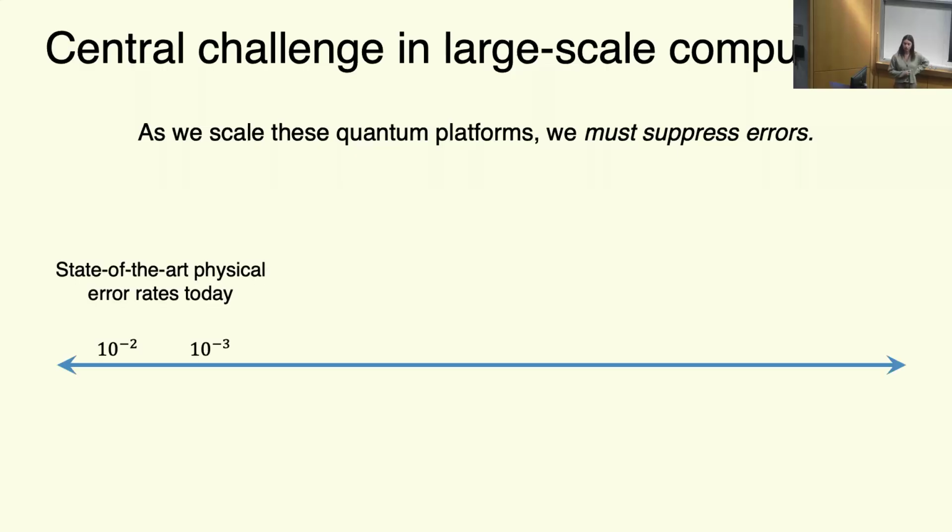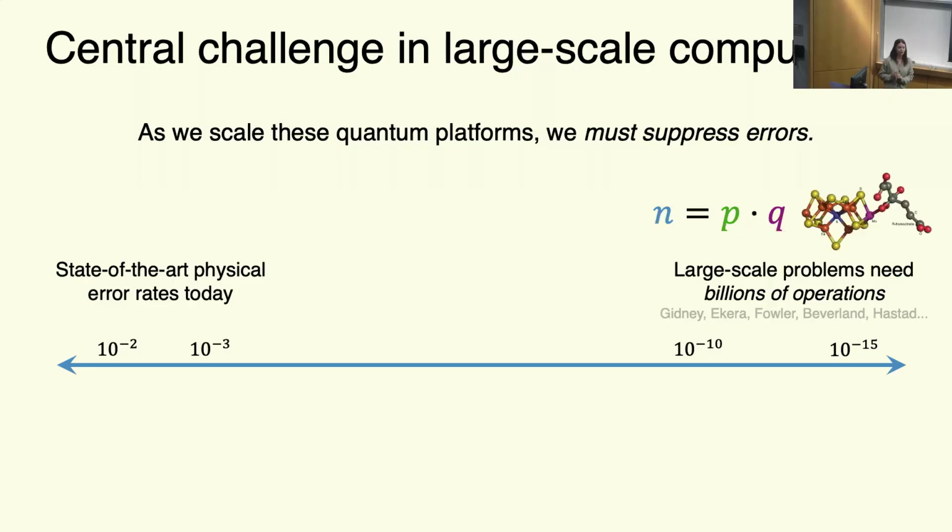It's really been kind of a major engineering feat that devices today have error rates per operation that are around 10^-2 or 10^-3. And it's quite exciting that we've been able to reach these levels. But on the other hand, these error rates are actually super far away from what we need in practice. So these large-scale problems, such as factoring, for example, need billions of operations in order to run the algorithm to completion. And as a result, you need gates to have an error rate that is the inverse of that, essentially. So 10^-10 and below.